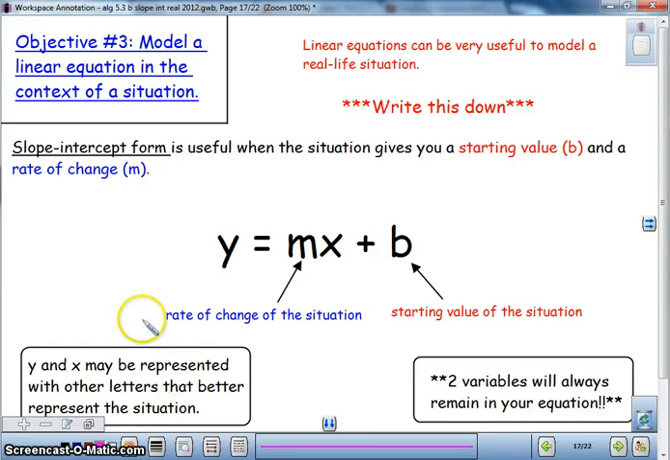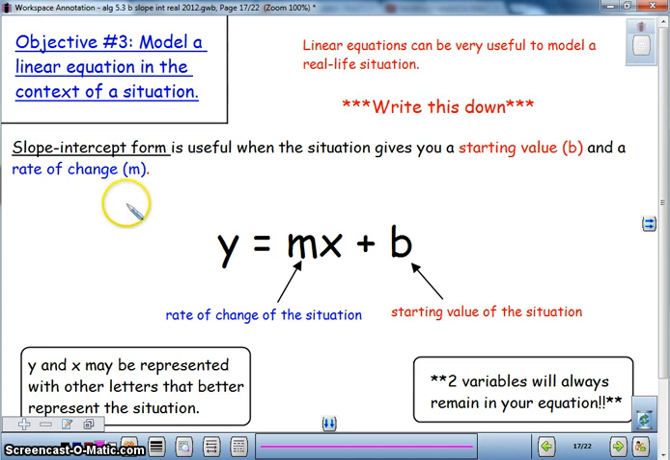This is the second part to lesson 5.3 as we are working on your slope-intercept form. We really want to hit this last objective, modeling a linear equation in the context of a situation. Remember, a linear equation is used to model a real-life situation, and what we're thinking about is what do we have to have? Well, in slope-intercept form, we need a starting value. That's our B. The other thing we need is a rate of change.